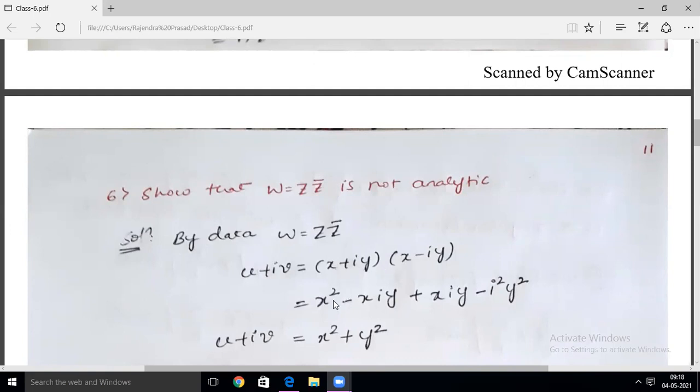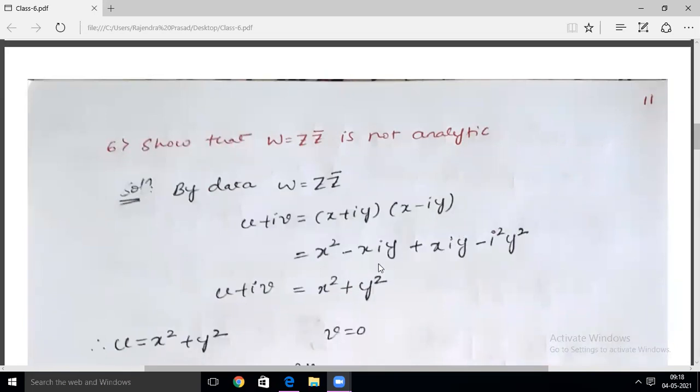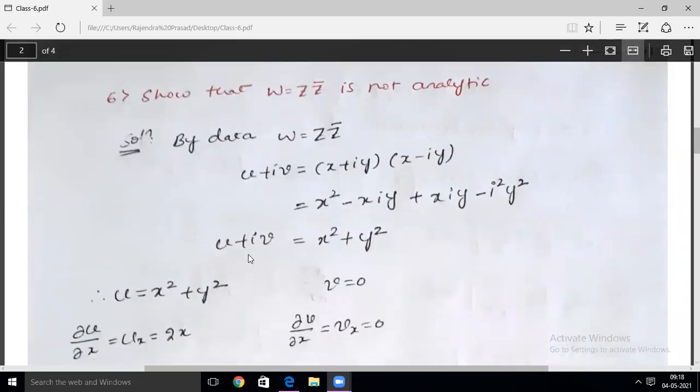x into x, x square. x into minus iy, minus x into iy. iy into x, it becomes x into iy. Plus, into minus minus, iy into iy, i square y square. Next step, minus x into iy plus x into iy, these two terms get cancelled. So remaining part x square, and i square value we know is minus 1, minus 1 into minus becomes plus y square. u plus iv is equal to x square plus y square, right?